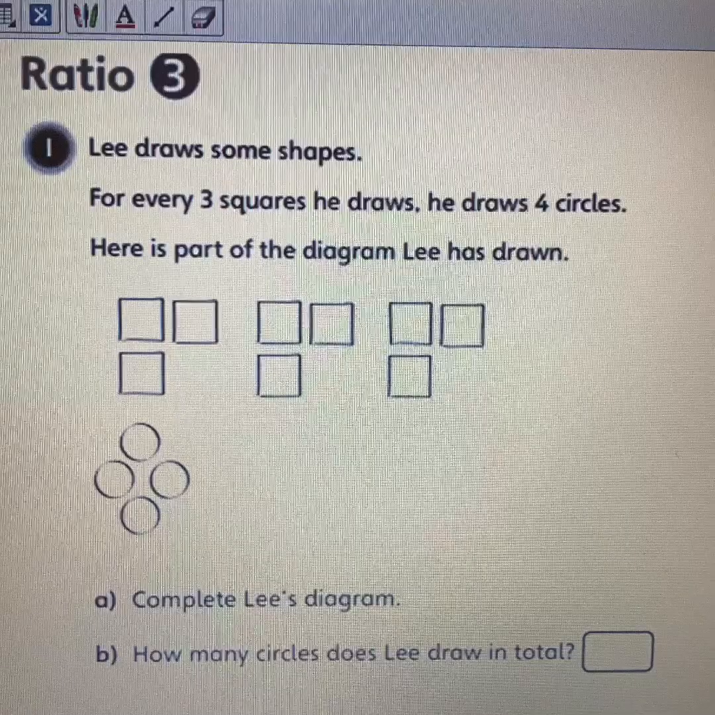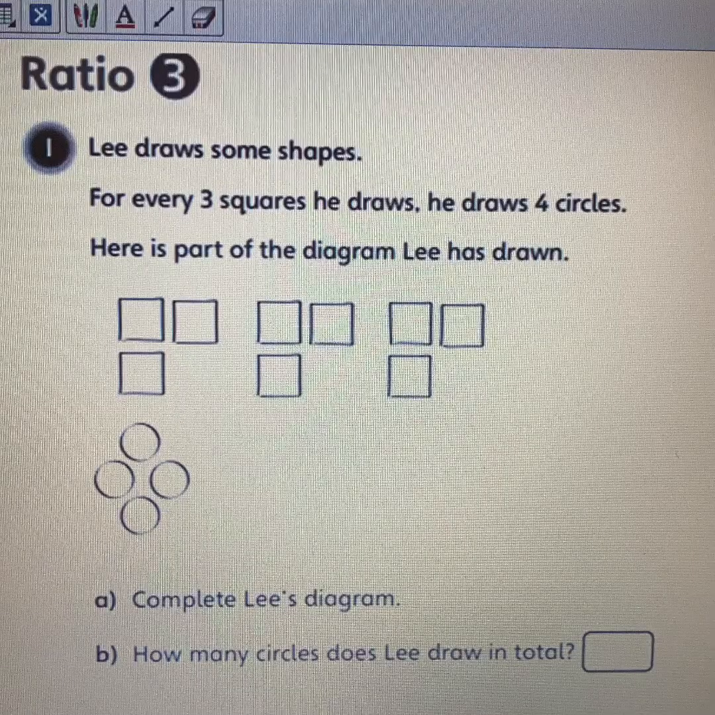That one was tricky. Okay then, it is independent practice time. So we have got 5 questions to have a go at. Number 1 then, Lee draws some squares. For every 3 squares he draws 4 circles. Here is part of the diagram Lee has drawn. Can you complete it? So for every 3 squares, you need 4 circles. And then B, how many circles has Lee, or you, drawn in total? So if you finished off the diagram, how many circles would there be in total?